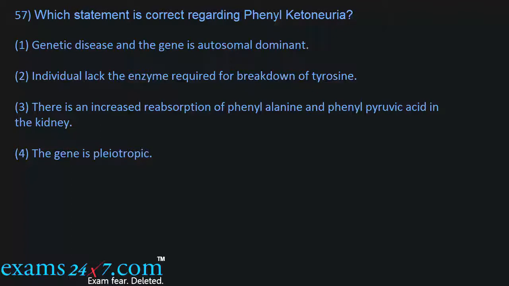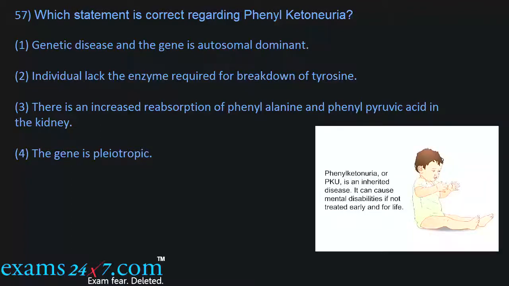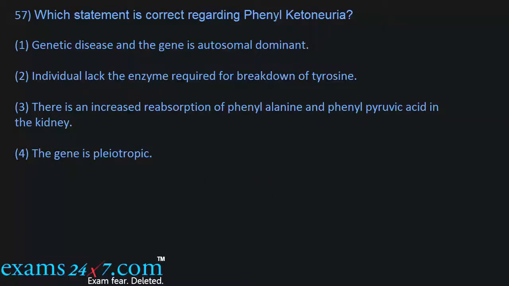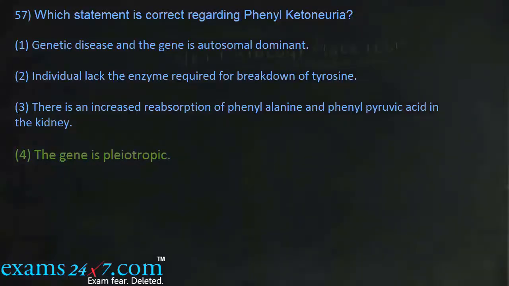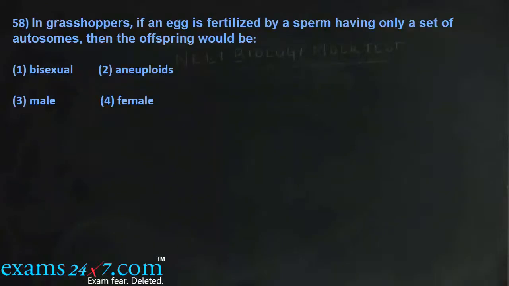Phenylketonuria, which is the autosomal linked recessive genetic disease, also causes more than one abnormalities. It is going to affect the mental development, causing loss of IQ. It also is going to cause the impairment of limb development. It also causes browning of hairs. Thereby, it is a pleiotropic gene. So, option 4 is the answer. We come to question number 58.